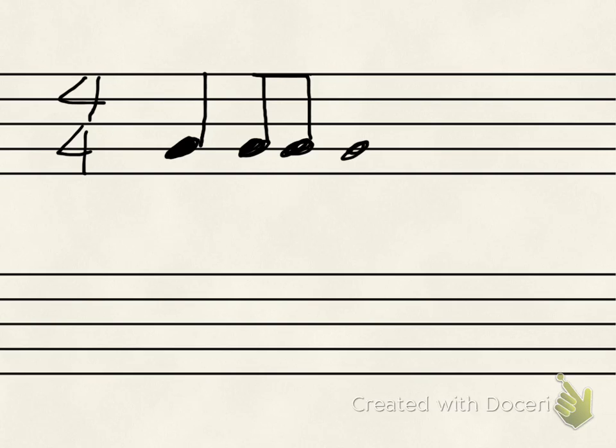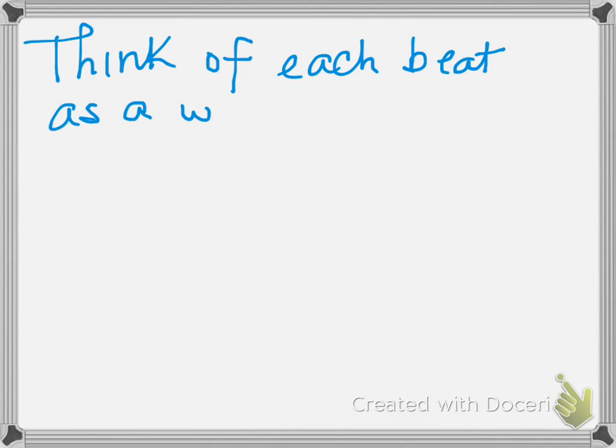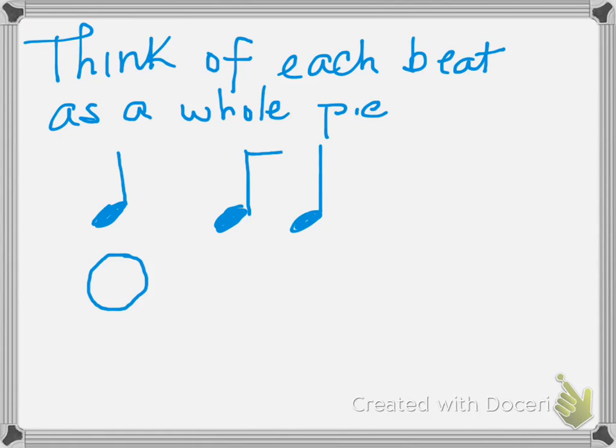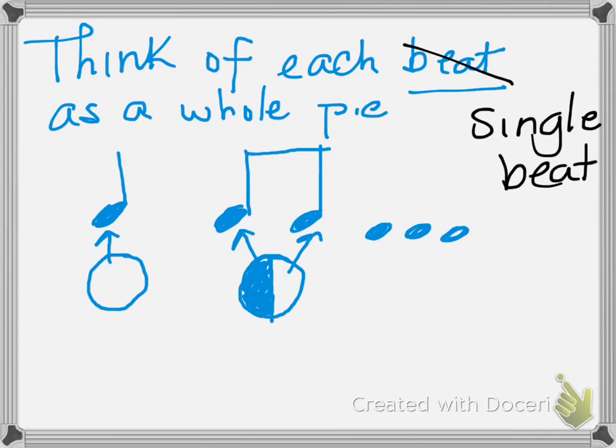Let's look at another measure. Now this measure has quarter notes and eighth notes. So how are we going to do that? First of all, let's think of each beat as a whole pie. Yum. And we're going to take our beats that we did before on the previous slide. And let's see how it looks with little pies under them.